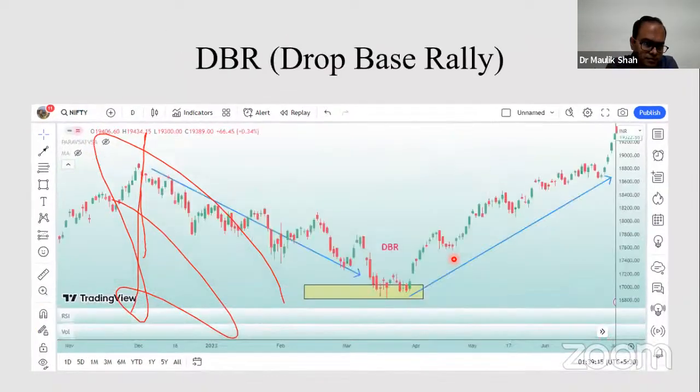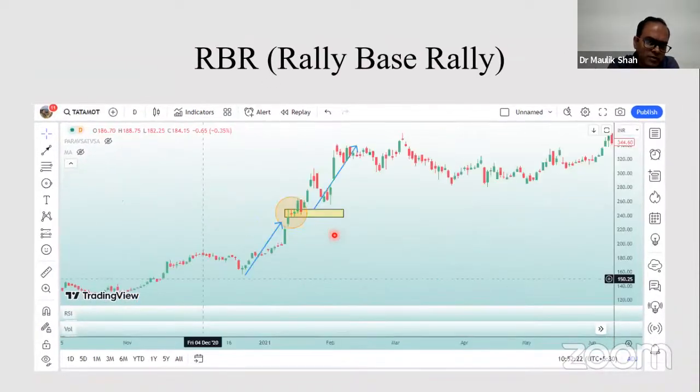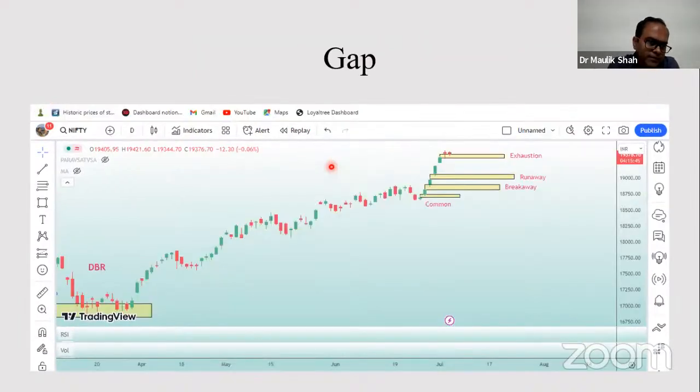So it is just like FTR FTB, similar to that. This rally has been placed, then a base has been formed. Once again, the rally has started. So many people start taking the trade over here, or maybe you can wait for the price to come down, take a support, and then go back. It's up to you, right?